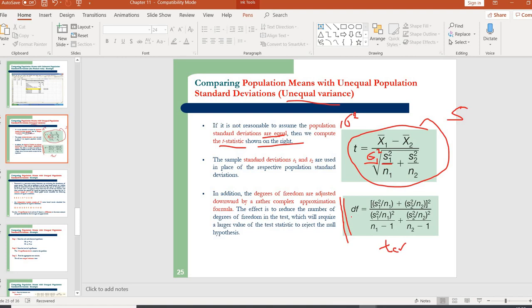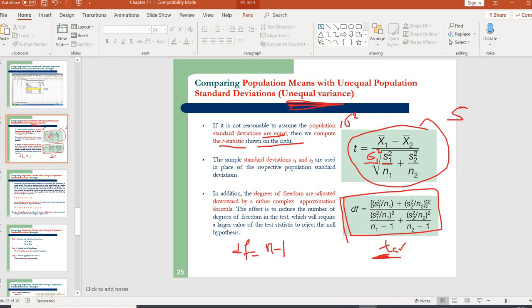The degrees of freedom will be computed using this very complicated formula, but very easy to use. It appears very complicated to the eyes. Remember in the first case, the degrees of freedom were obtained by taking n1 plus n2 minus 2. We take the level of significance, go to the Student table, and get the t critical value. But in this case, the degrees of freedom will be determined using this formula, in the case where the variances of the two populations are unequal.